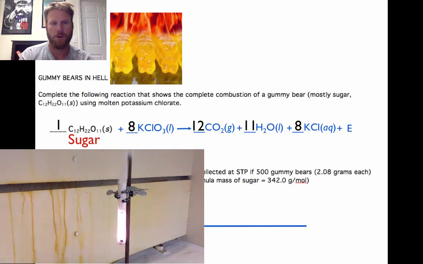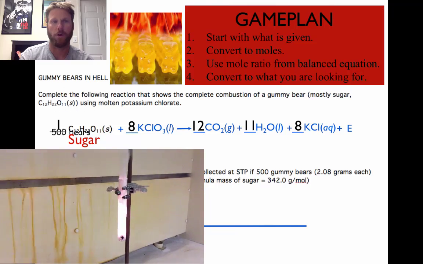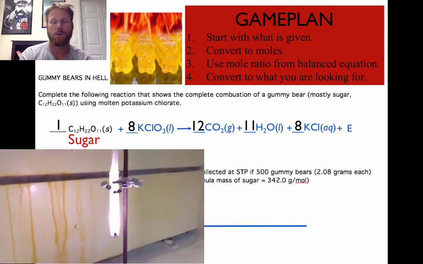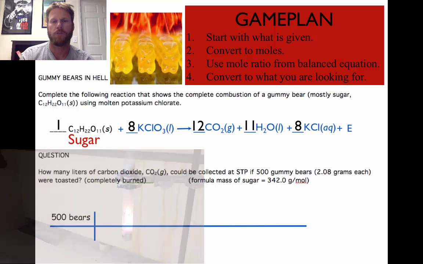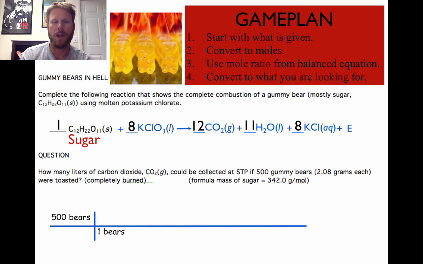So we're going to set up our dimensional analysis, and we're going to follow the game plan. We start with what's given, which is 500 bears. We have a conversion because 1 bear is 2.08 grams of sugar. This will allow the bears to cancel. Now we can get from grams of sugar to moles of sugar using the formula mass of sugar, 342 grams per mole. That will allow our grams to cancel.